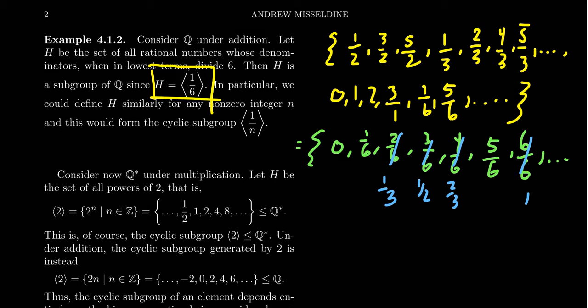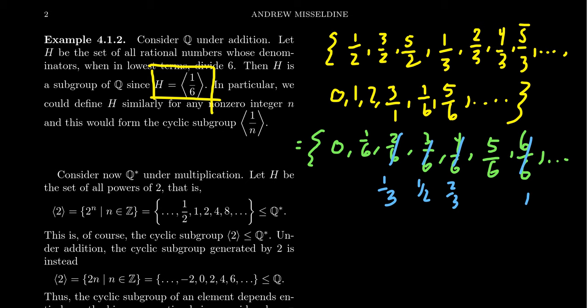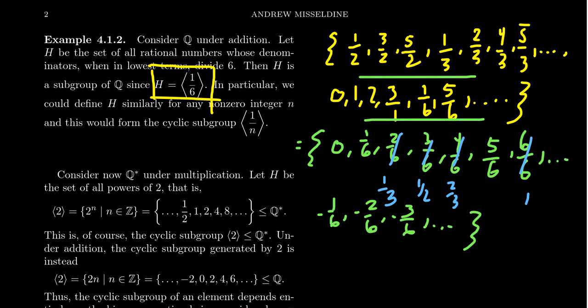We also have to take their inverses, so we take negative 1/6, negative 2/6, negative 3/6. And so we can reproduce this group using a single generator. A single element generates this whole group. H is the cyclic subgroup generated by 1/6. You get all of these things by just taking multiples of positive or negative 1/6 over and over again.